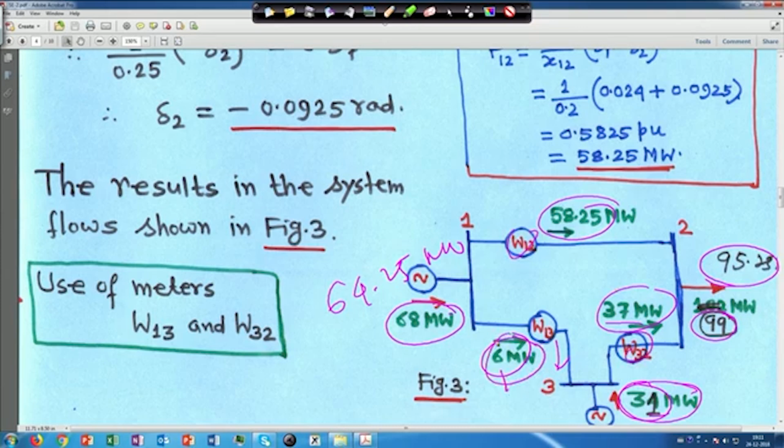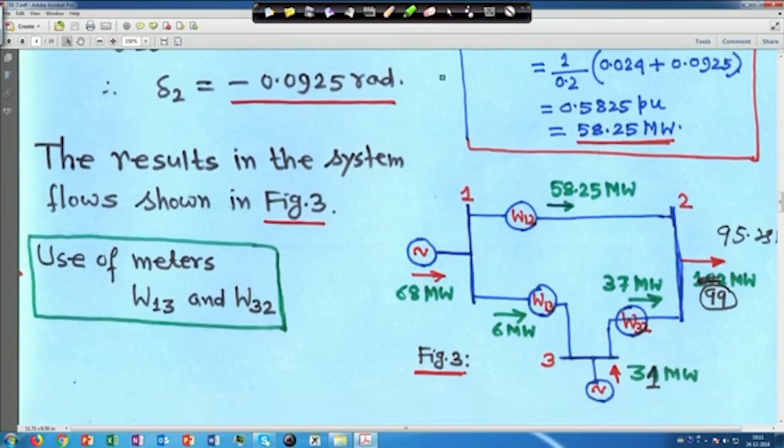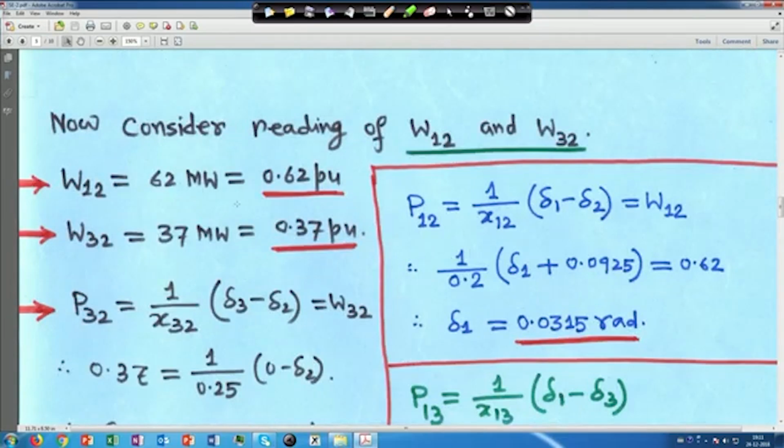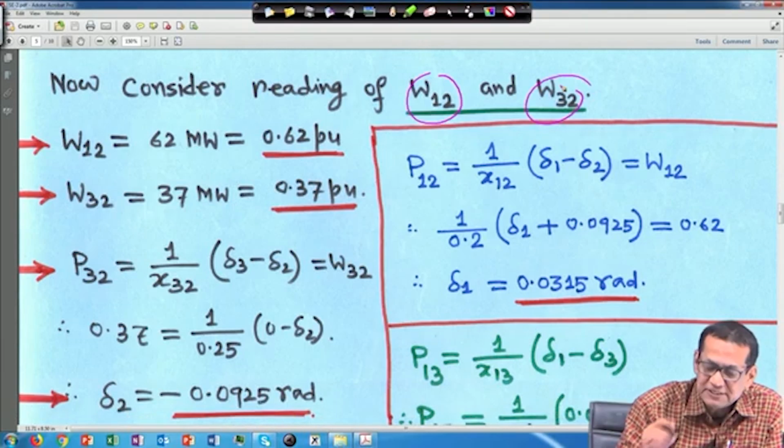That means 3 readings are there, so you are getting 3 different sets of delta 1 and delta 2. But our objective will be to use all these readings and find out the best estimate of delta 1 and delta 2; that we will see later, right. So, now you consider W12 and W32. Now, we have considered these 2 readings W12 and W32 only, right.